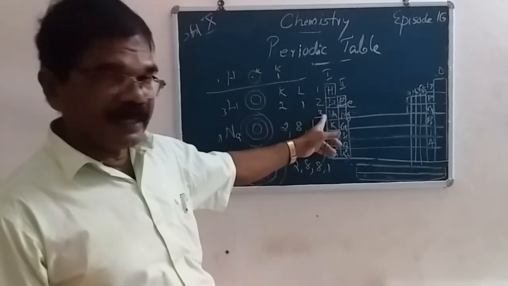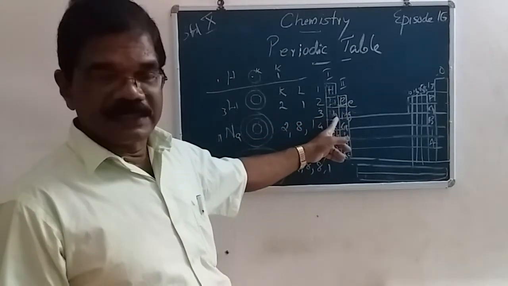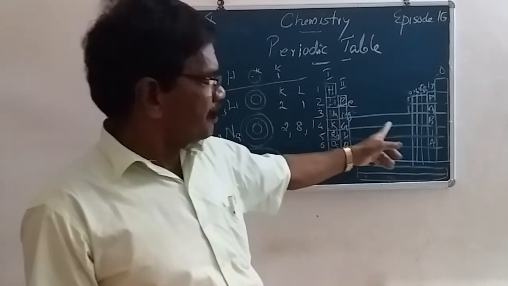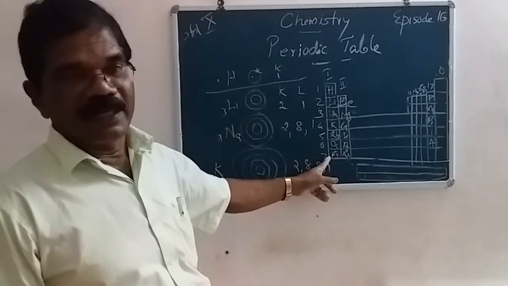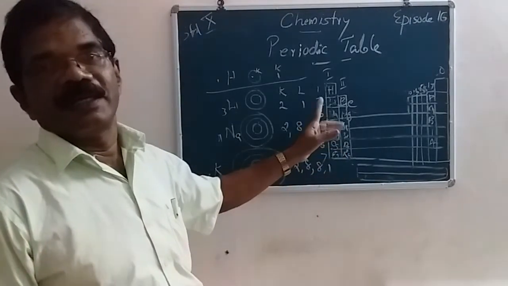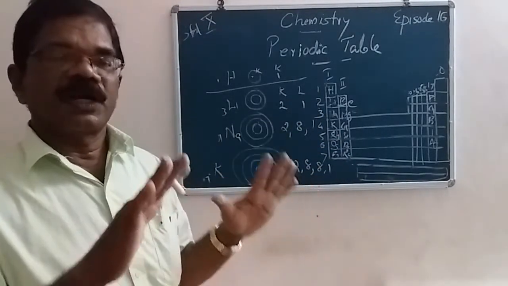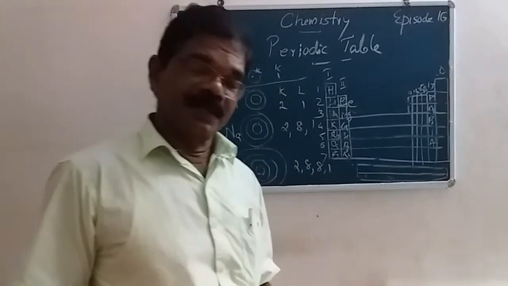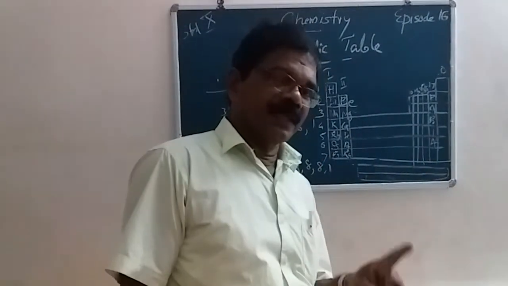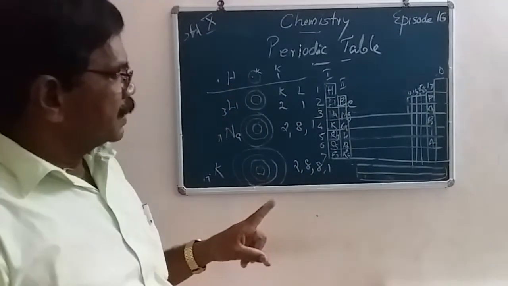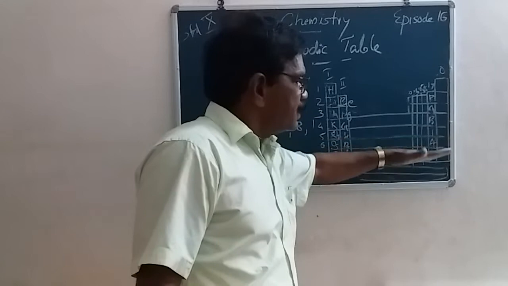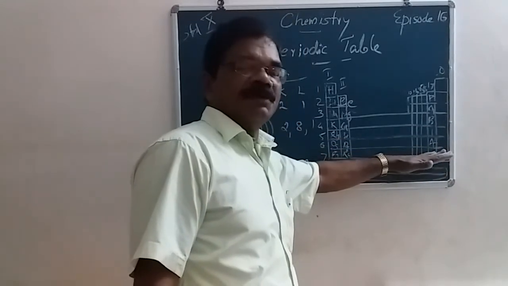The third period elements have 3 shells. The fourth period has 4 shells. The 7th period has 7 shells. So the biggest atoms always lie at the bottom of the group. Then there is another question. The biggest atoms are always at the bottom of the group in the periodic table.